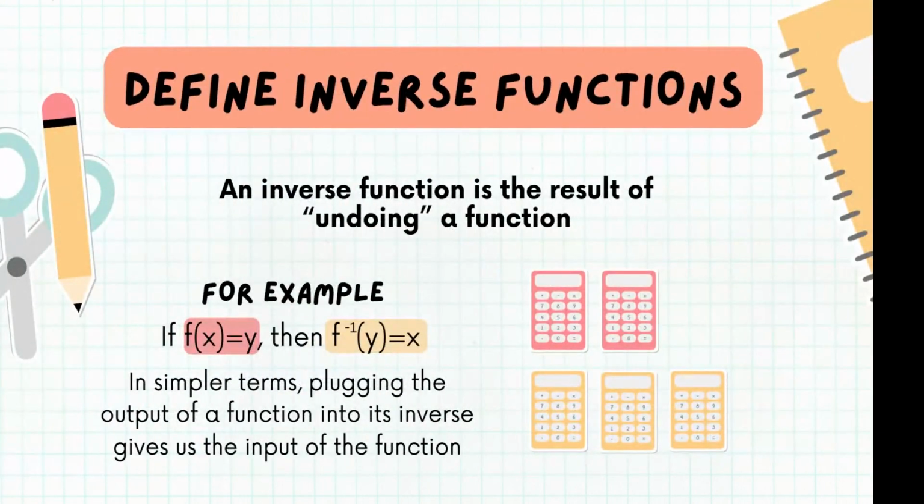So to begin with, what is an inverse function? An inverse function is the result of undoing a function. For example, if f of x equals y, then plugging y into the inverse of f of x gives us x. In simpler terms, the output becomes the input becomes the output.